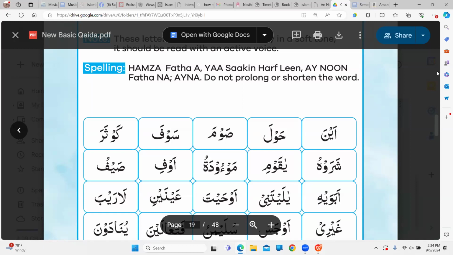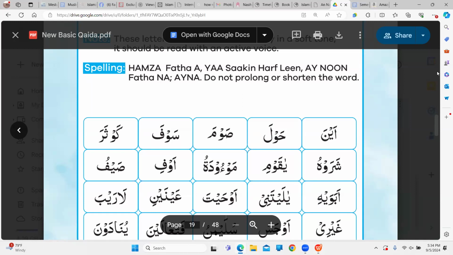Okay, now let's look at the spelling of lean. So lean: Hamza Fatha A, Ya Hamza Fatha A, right? Ya Sakin Huruf Lean Ay, because Fatha before Ya Sakin is Huruf Lean, right? However, if we teach the children Fatha before Ya Sakin Huruf Lean Ay, they might confuse it with Fatha before Alif and Alif Lang. So they might get confused. So we are going to say Hamza Fatha A, Ya Sakin Huruf Lean Ay.